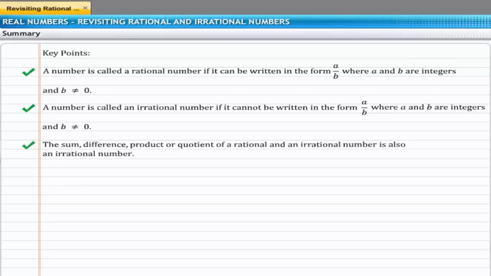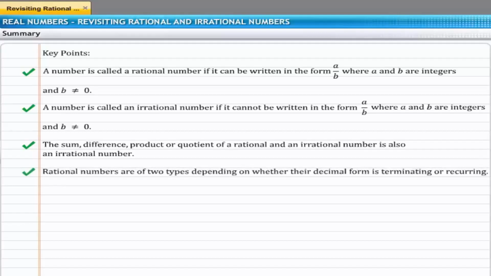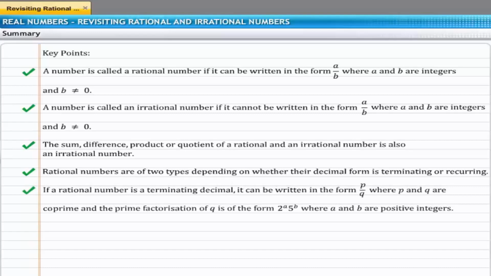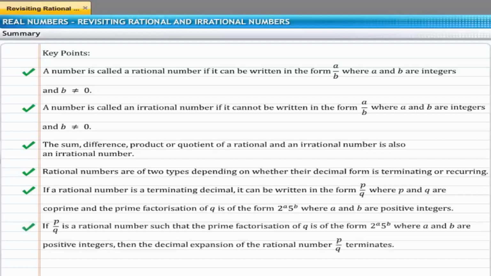The sum, difference, product, or quotient of a rational and an irrational number is also an irrational number. Rational numbers are of two types depending on whether their decimal form is terminating or recurring. If a rational number is a terminating decimal, it can be written in the form P upon Q, where P and Q are co-prime and the prime factorization of Q is of the form 2 raised to the power of a into 5 raised to the power of b, where a and b are positive integers.